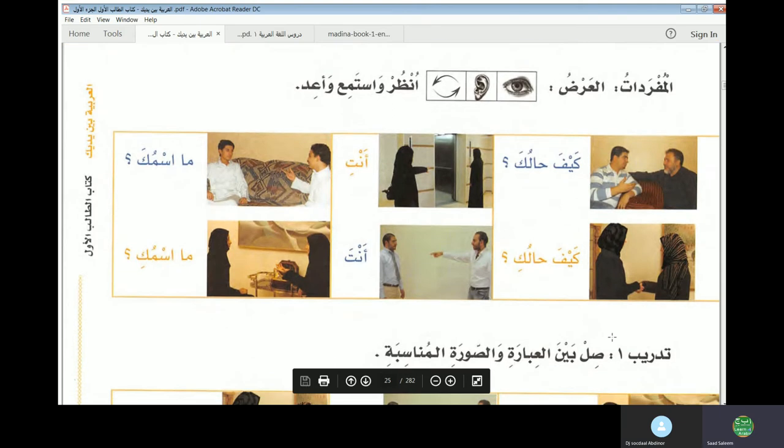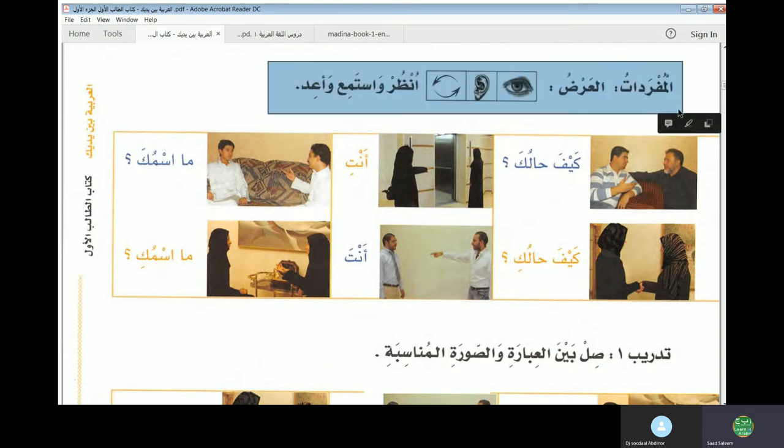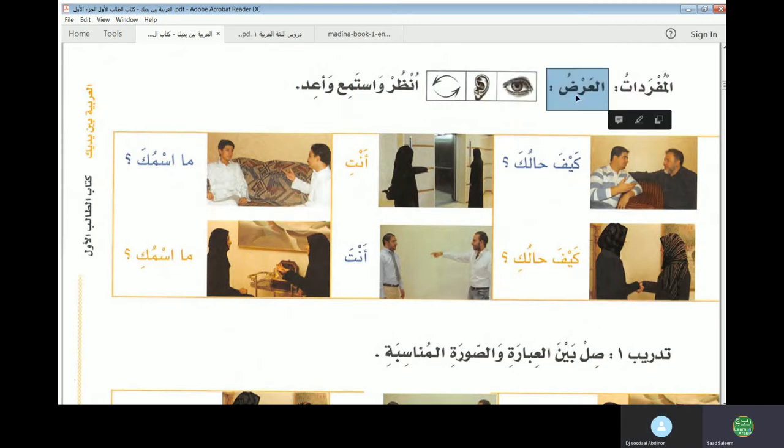Next, we have المفردات. المفردات means vocabulary. العرض means presentation. انظر واستمع وأعد: look, listen and repeat. Okay, can you repeat after me? Al-Ard means presentation. And Mufradat means vocabulary, keywords.